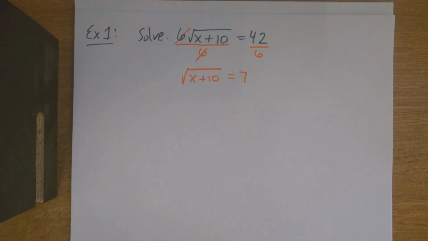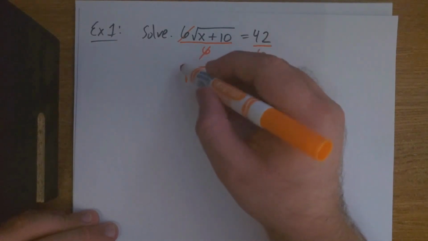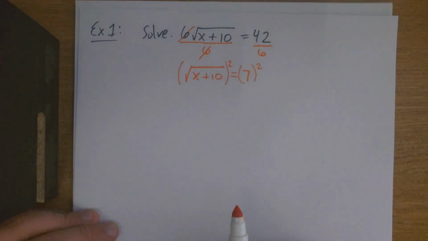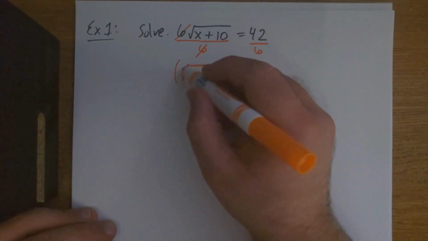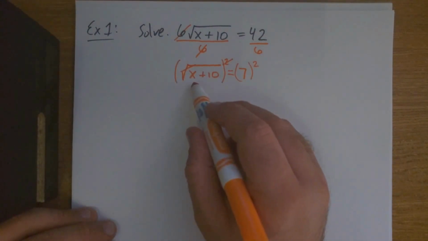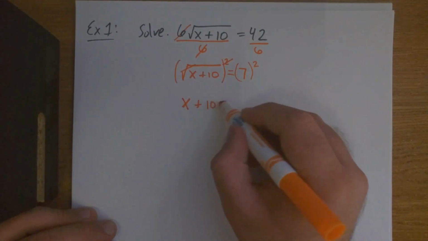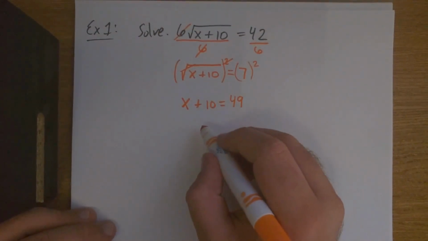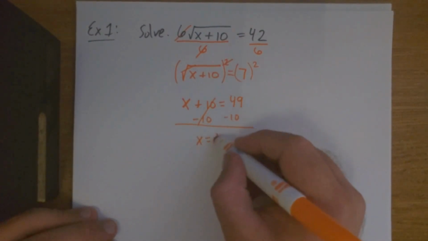The next step said to raise both sides of the equation to the power of the root. Now, this is a square root, which means that I'm going to have to raise both sides to the power of 2. And you'll do that just like this. Again, why does that work? Because you know by now that the power of 2 and the square root will undo each other. In this problem, that's going to leave us with what's on the inside of the square root, and that's x plus 10. Equals, and then 7 squared is 49. Then we will subtract 10. And x equals 49 minus 10 is 39.